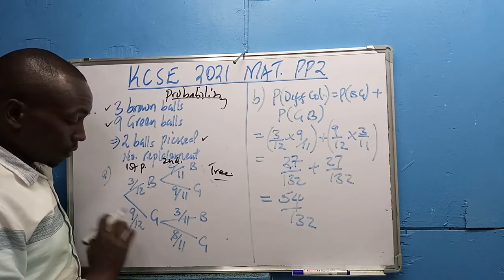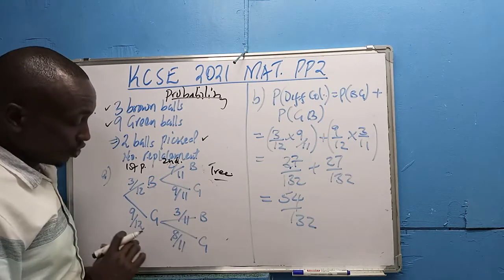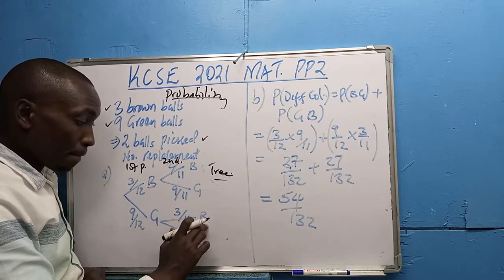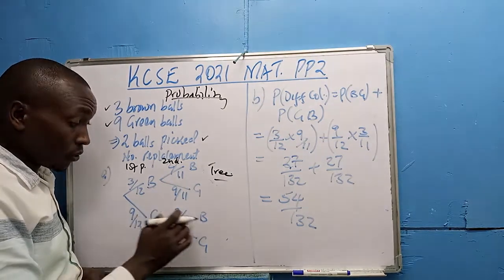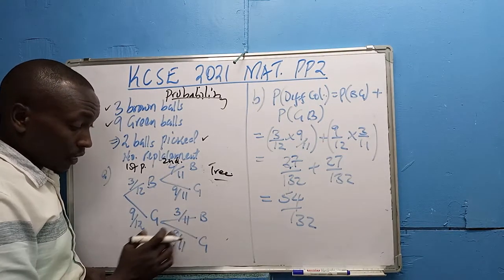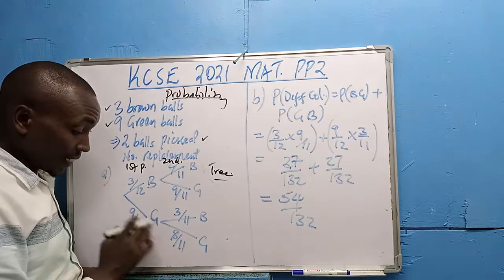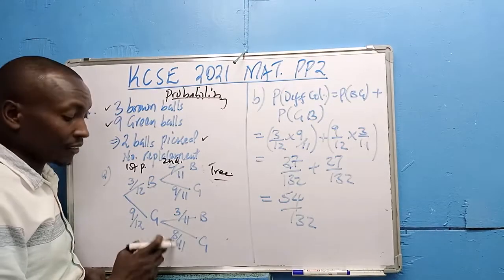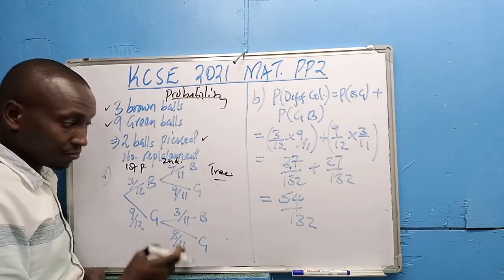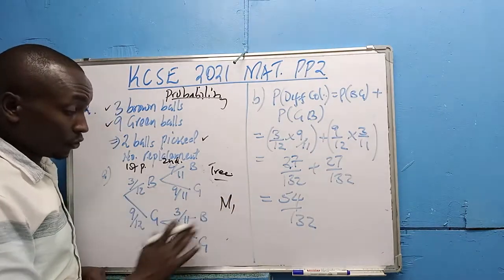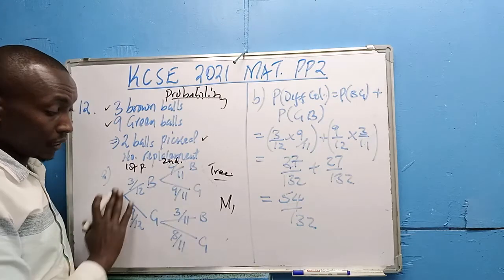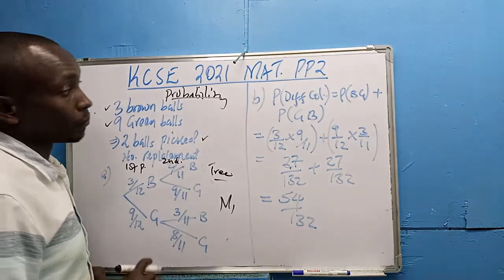The second branch here, the probability of picking a brown ball will be 3. Remember the first one is green, so 3 out of 11. Then the other one, the probability of picking a green after the first one being green, is 8 out of 11. I hope the student can work that out. For you to score this 1 mark, all the probabilities must be indicated.